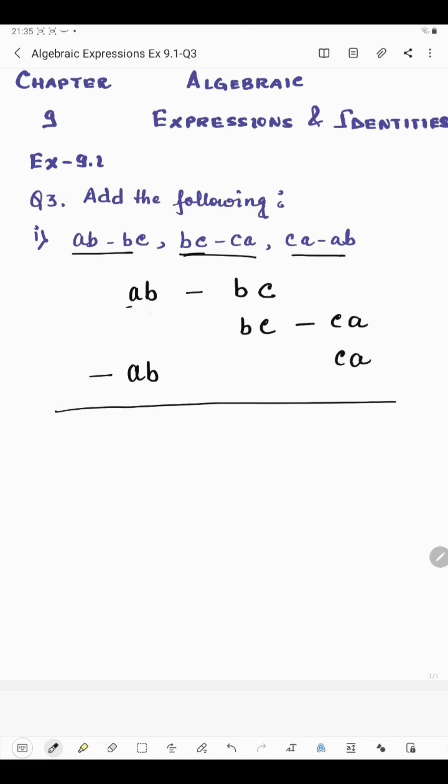Now we will add these 3 expressions. AB minus AB. Here we have the same term but with the opposite sign. So AB minus AB is 0, because the coefficient of this is 1 and the coefficient of this is also 1. So 1 AB minus 1 AB is 0. Now BC minus BC is also 0 and CA minus CA is 0. So the answer of the first part will be 0. Now coming to the second part.